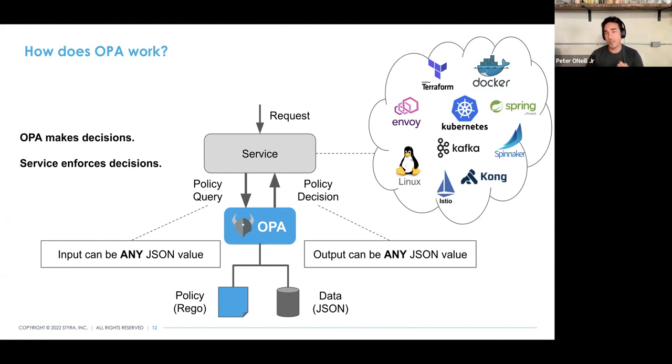So this might be, can I create this container? Can I destroy this container? Can I let someone access this Linux host, right? And so all those things, right? You basically want to package up that decision as a JSON object. You'll take the information from that service, and then you'll send it to OPA. OPA will then use that information along with any policy that it has defined, and any extra data that it might have to compare it to, right?